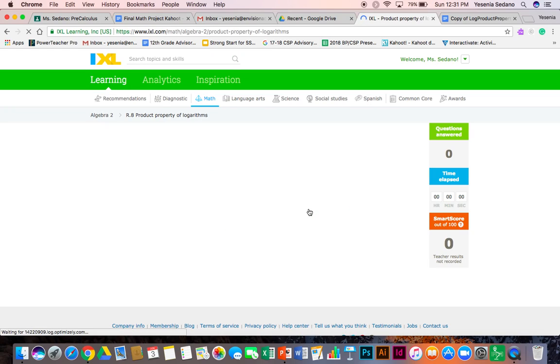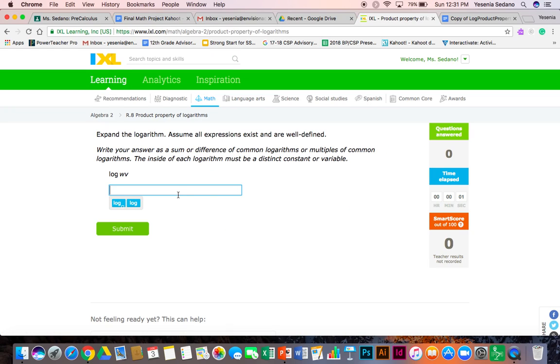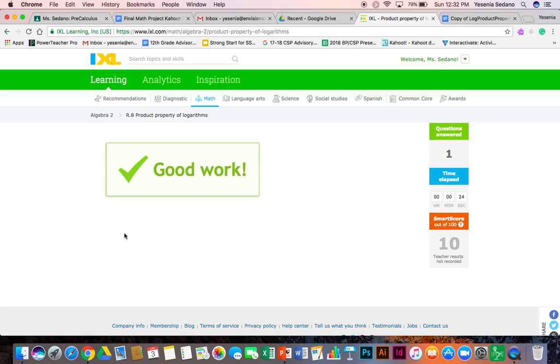So, product property. Okay, so it says expand the logarithm. That means write it out as a sum because there's a product going on, there's a multiplication going on. There is no little subscript here, there's just a log with base 10. Remember, when it's base 10, we don't write the little number. So I'm going to break this up into log of W plus log of V. And that's it. Submit. Great.